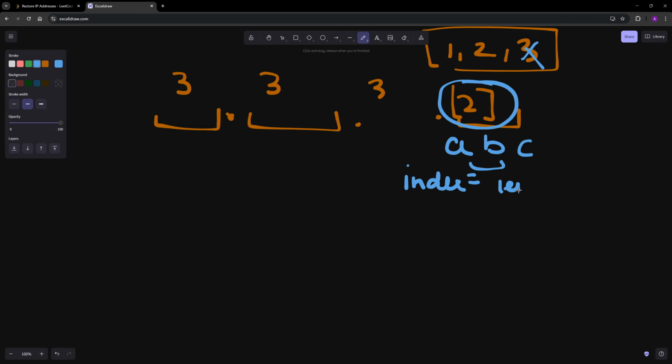ठीक है, remember that length कितना आ सकता है? 1 आ सकता है, फिर 2 आ सकता है, and we should ensure that this length is not exceeding the index plus length का value, is not exceeding the s.size. ठीक है, तो वो थोड़ा ध्यान रखना पड़ेगा हमें.